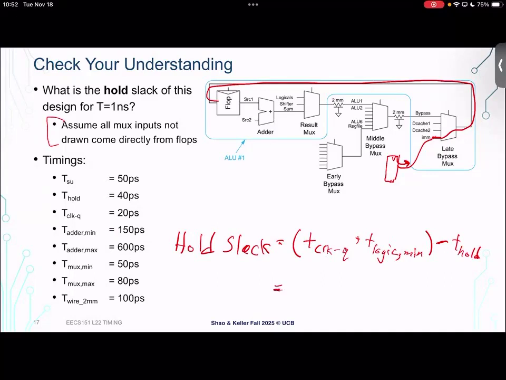So this should work out to 20 plus 50, the min delay through the mux, minus the hold constraint of 40. So this is 30 picoseconds. So does this design meet the hold constraint? Yes. Hold slack is positive, thank goodness.